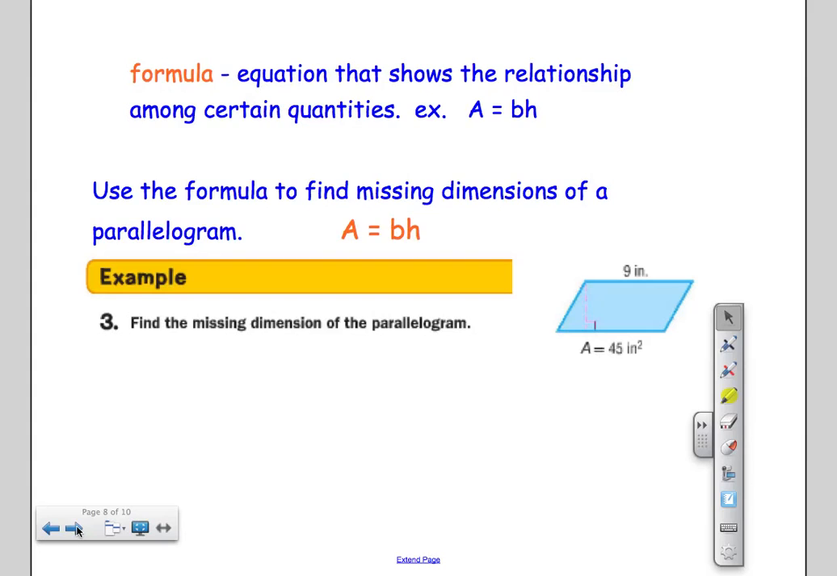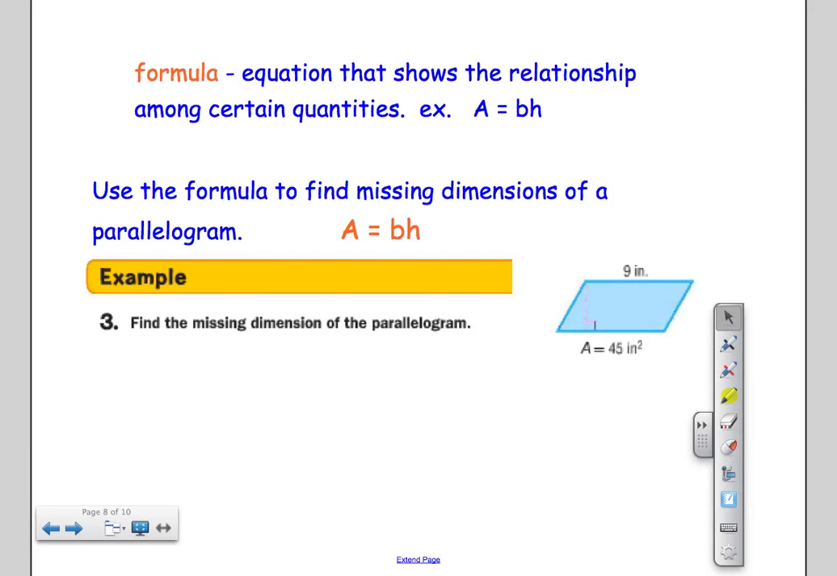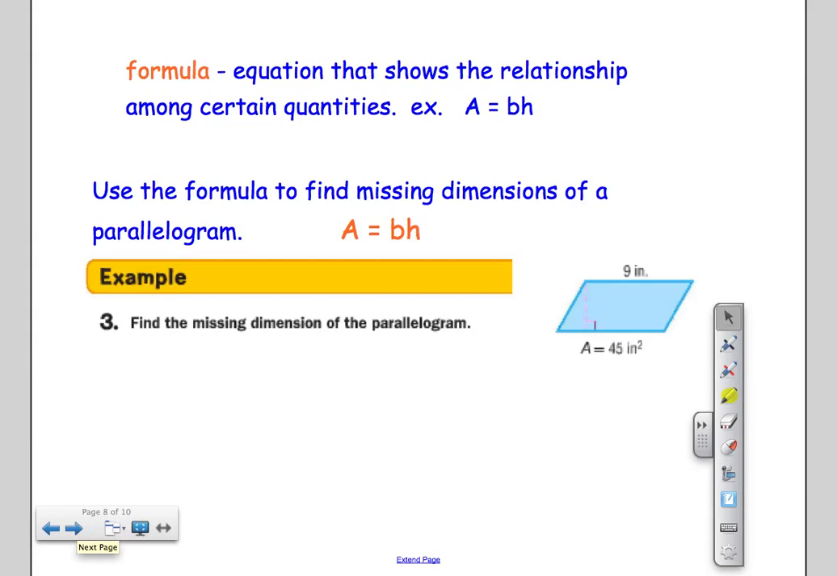All right. A formula is an equation that shows the relationship among certain quantities. And we've been using the formula A equals base times height. So that is an example of a formula. It shows a relationship. We're talking about the relationship between the base and the height in a parallelogram.